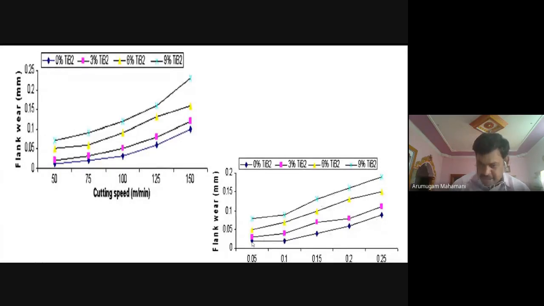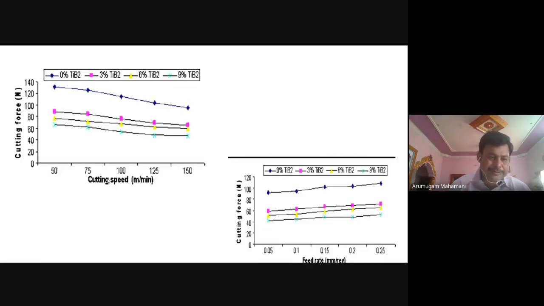Even aluminum, the blue color is aluminum. Then again, this is TiB2. So here, for flank wear, the 9% composite has more flank wear. The 0% composite, the unreinforced alloy, has very little flank wear. Whenever increasing feed rate, what happened? The flank wear is increased.